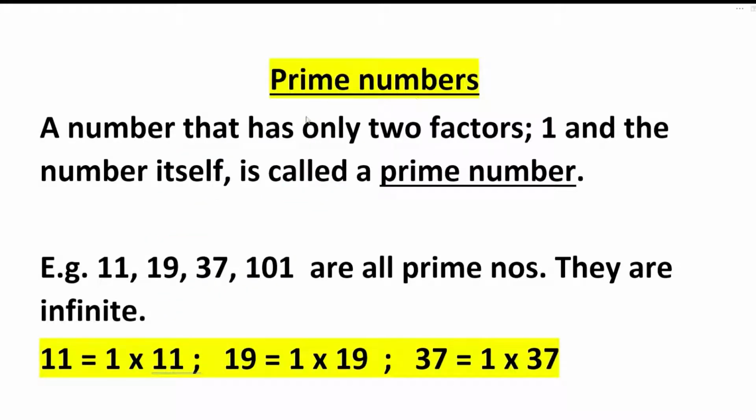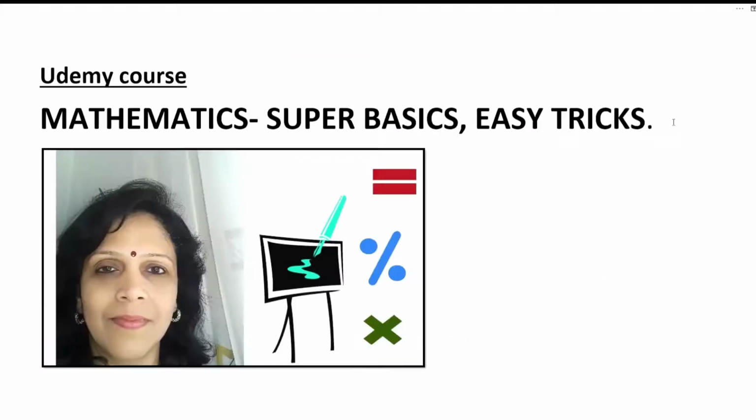Prime numbers. A number that has only two factors, 1 and the number itself, is called a prime number. Let's see examples. 11, 19, 37, 101 are all prime numbers and they are also infinite in numbers.